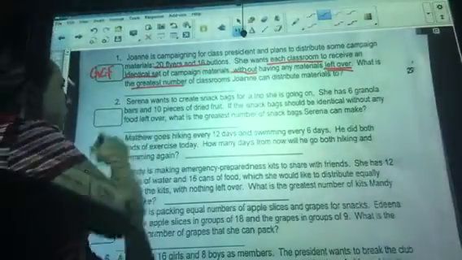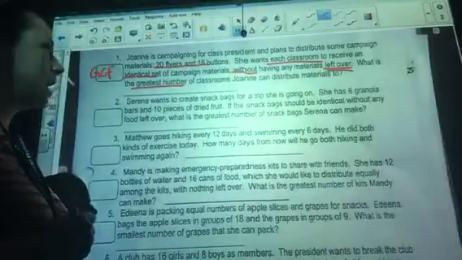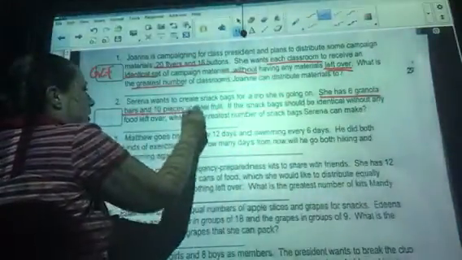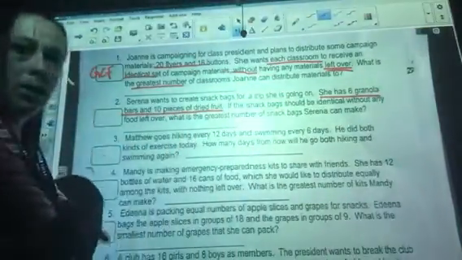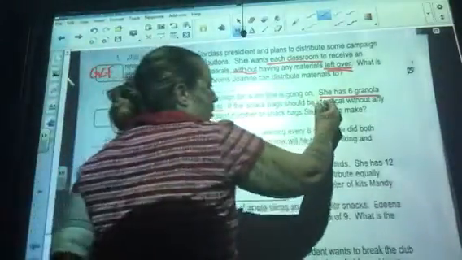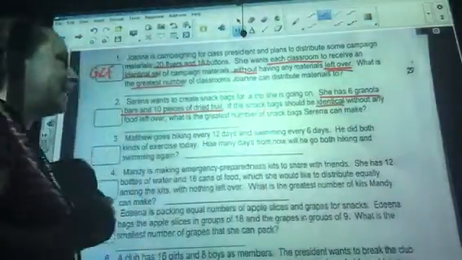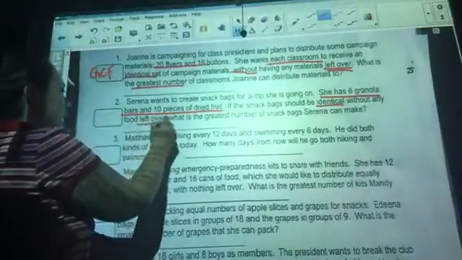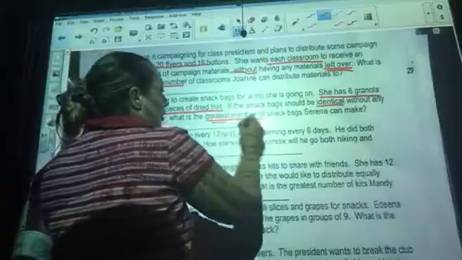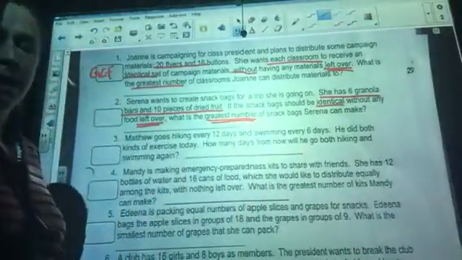All right, Serena wants to create snack bags for a trip she's going on. She has 6 granola bars and 10 pieces of dried fruit. It's already telling you what she has. If the snack bags should be identical, here's that word identical, and here's leftover again, without any food left over, what's the greatest number of snack bags she can make?